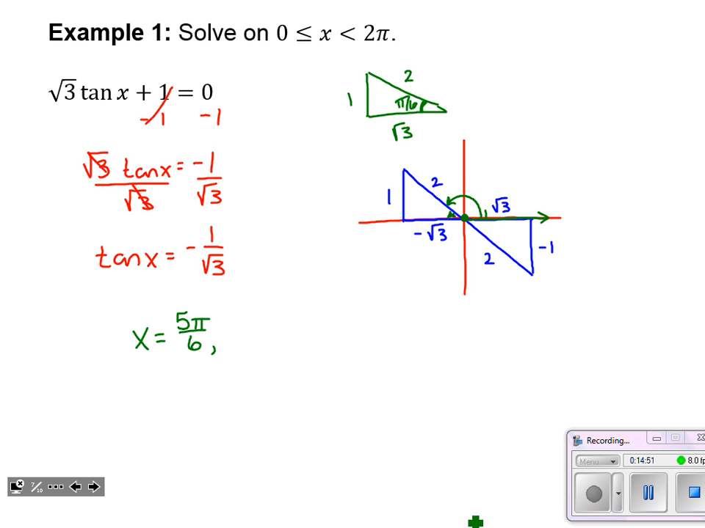And my second solution, I'm going to rotate all the way around almost a complete circle. But again, I'm going to stop 1 reference angle short. So that is 11 pi over 6, almost 2 pi.